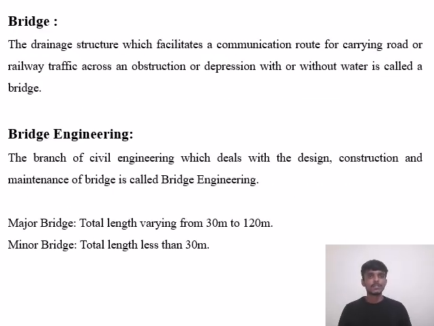Bridge: the drainage structure which facilitates the communication route for carrying road or railway traffic across an obstruction or depression, with or without water, is called a bridge. The branch of civil engineering which deals with its design, construction and maintenance is called bridge engineering. There are two types of bridges, major bridges and minor bridges. The length from 0 to 30 meters comes under minor bridges, and above that up to 120 meters comes under major bridges.